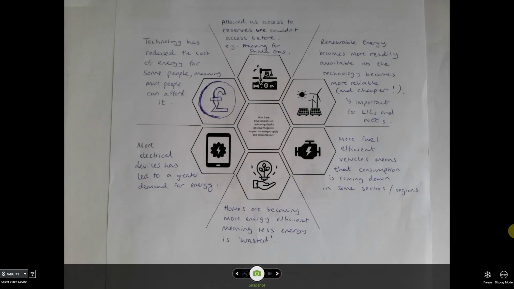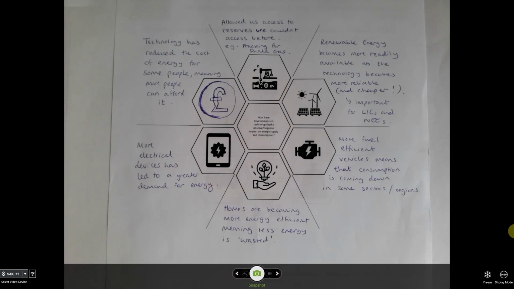The other thing that is being rolled out across the UK at the moment, things like smart meters, so people can see in their homes how much energy they're using, and they can be more mindful of maybe not wasting electricity. The fifth one is very similar to the point I made earlier about technology. So as we have more electrical devices in our homes and in our lives, that leads to a greater demand for energy. So that is pushing up the consumption side of things.